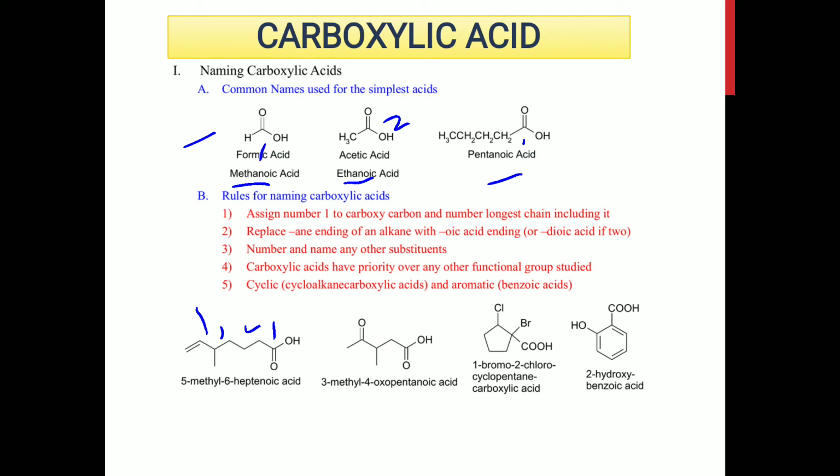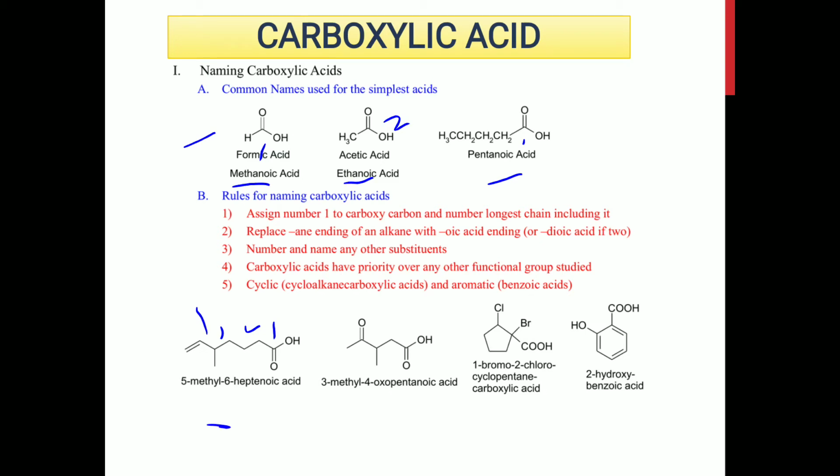Fourth, always give priority to the carboxylic acid functional group over other functional groups. Fifth says if there is a cyclic ring attached to the carboxylic acid group, then name it as cycloalkane carboxylic acid. So it may be cyclopentane carboxylic acid, cyclohexane carboxylic acid and so on. And if an aromatic ring is connected to the carboxylic acid group, then we name it benzoic acid and benzoic acid derivatives.